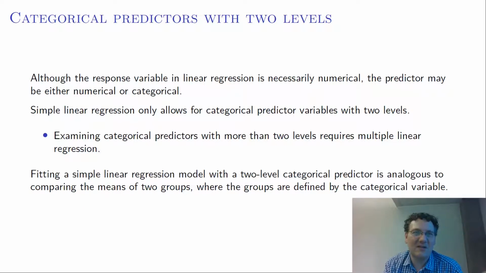When I say levels, it's like values. So, for example, our categorical variable could be something like the person's sex, male or female. If we simplify it like that, then you've got only two levels, two values that the categorical variable can take. So here we'll look at what we do with that.